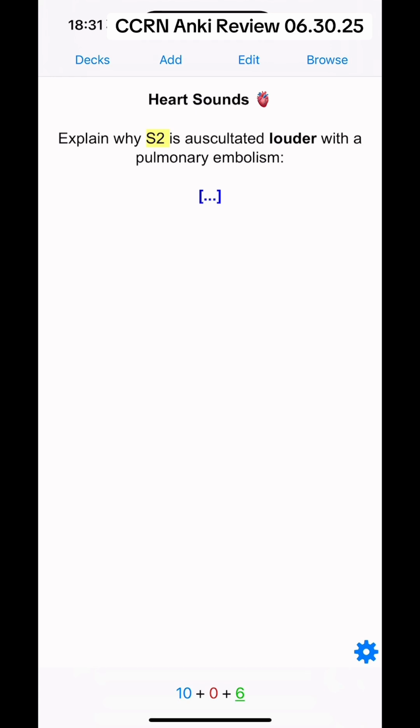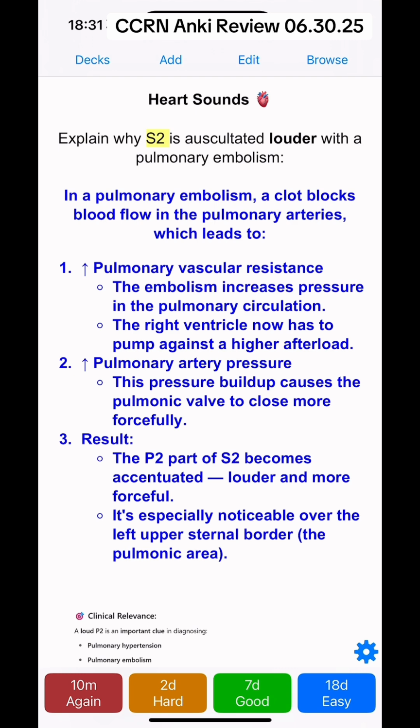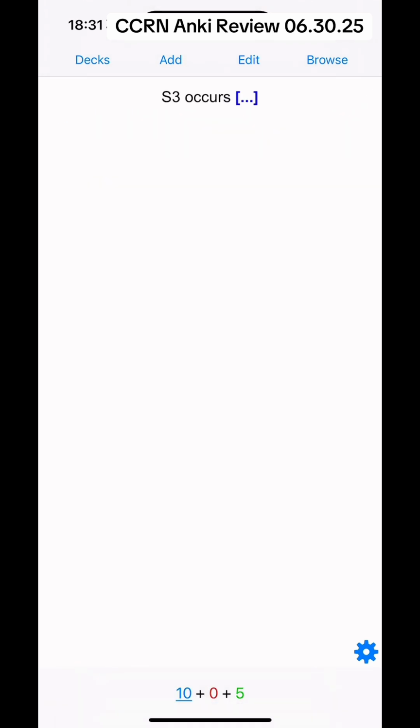Explain why S2 is auscultated louder with a pulmonary embolism. That's going to be because it's putting pressure back on the pulmonary arteries coming out of the right side, and so it's going to slam that valve shut harder. S3 occurs because there's a dilation in the ventricles, and because of that we're going to get that low vibrating sound that comes right after S2.